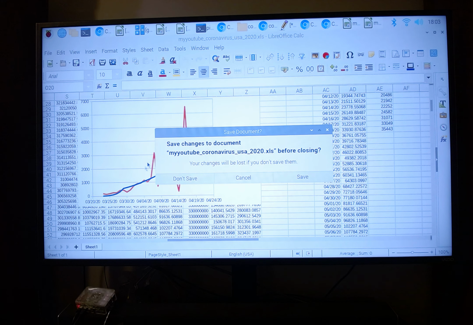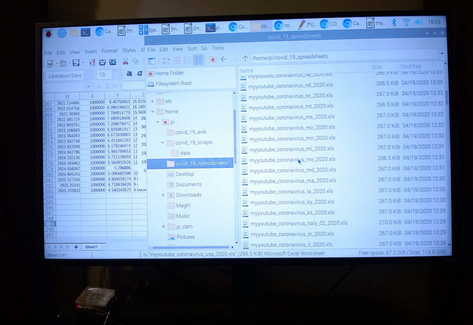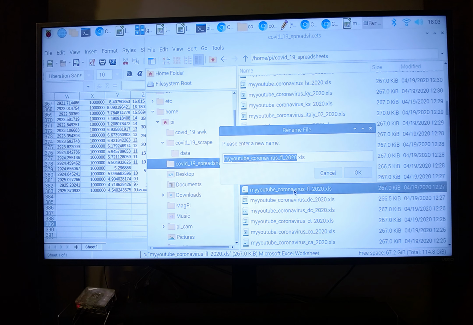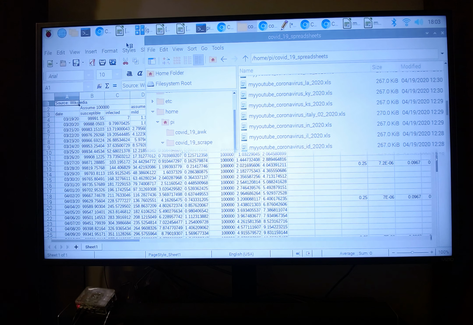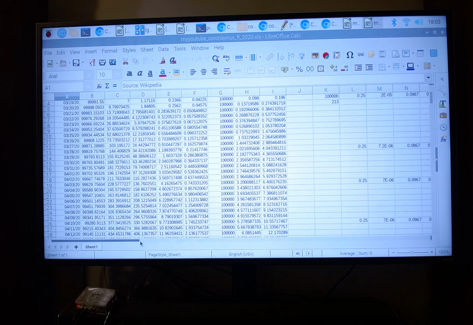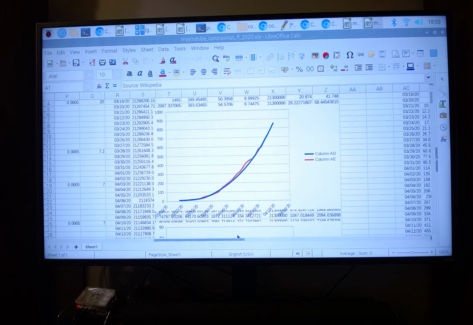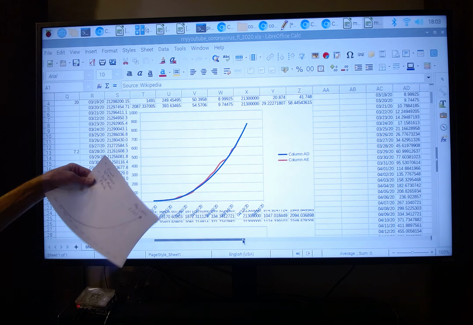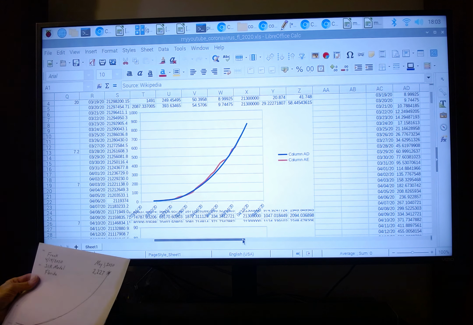Same with, I've got a spreadsheet for every state. This is for Florida. That's that curve. I just kind of extended it out to May the 1st. Right here, it only goes to the 19th. So just a couple of days.